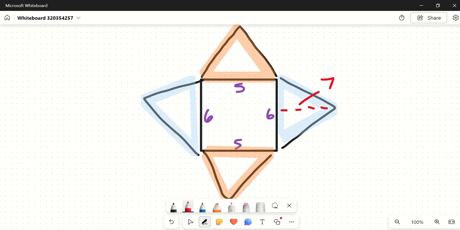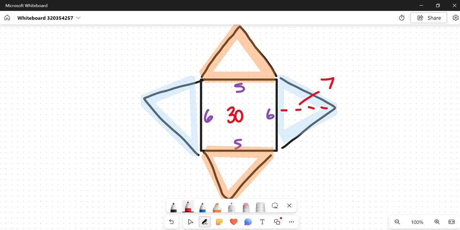We already said the base was what? What's the area of the base? 30. We don't have a measurement, but let's just keep it numbers. So 30. Now, you guys are going to find the area of the other 4 triangles. I'm going to give you a hint. The formula for the area of a triangle is what, ladies and gentlemen? Base times height divided by 2.